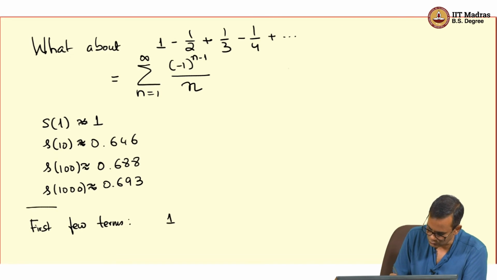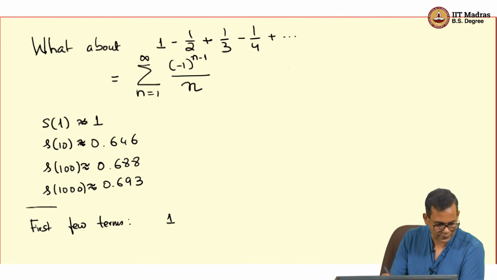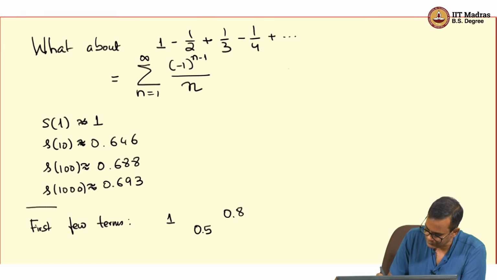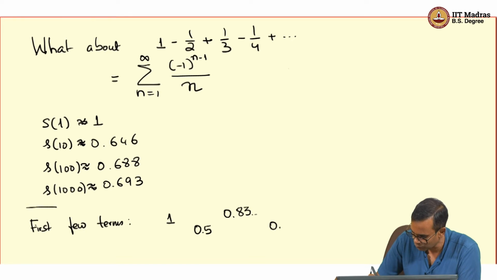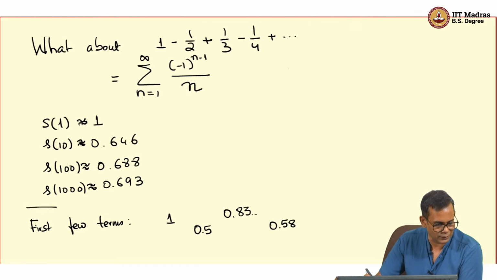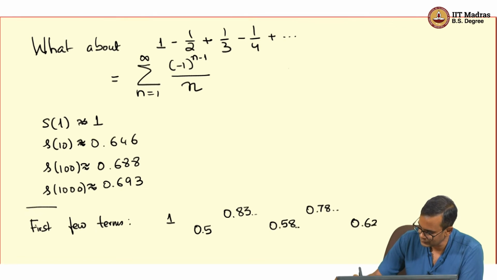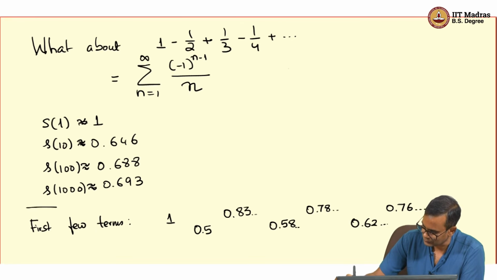In fact, if you look at the first few terms, if I start with S1, S2, S3, the first term, well, it is just 1. The next term is 1 minus half, so that is 0.5. The next term is approximately 0.83. I am writing them in this staggered manner for reasons that will become clear later. The next term is 0.58. The next term is 0.78 approximately. The next term is 0.62. Then it is 0.76 and so on.